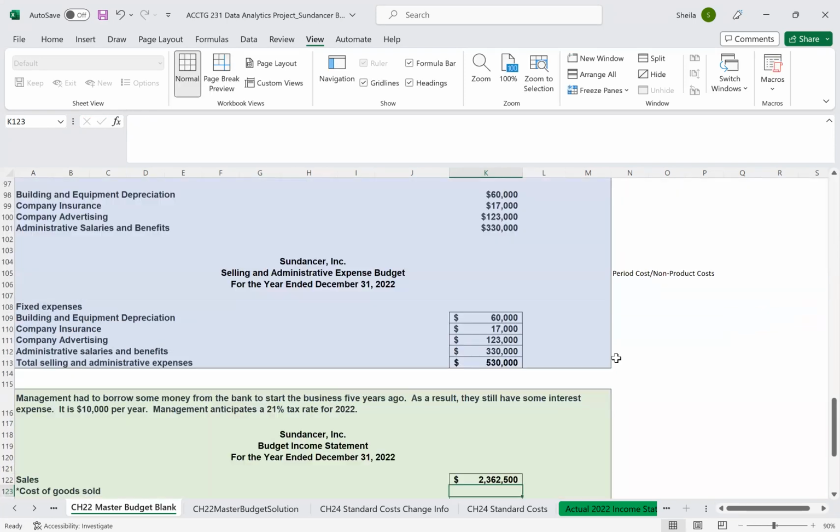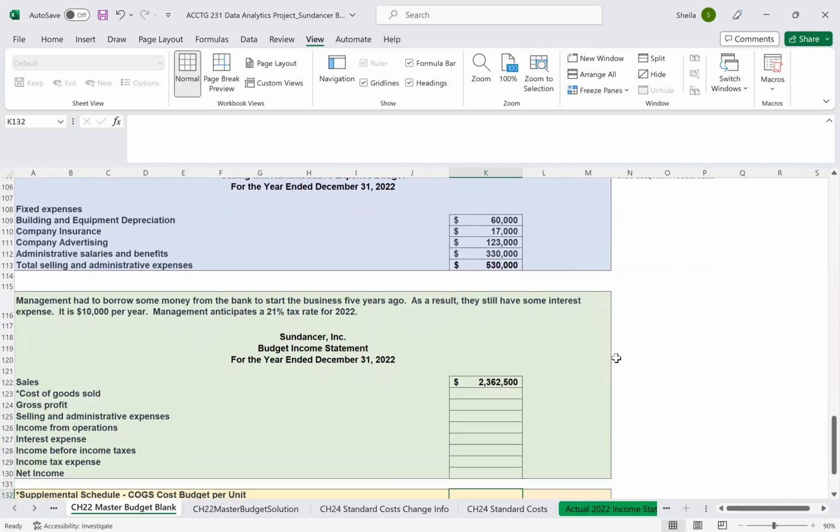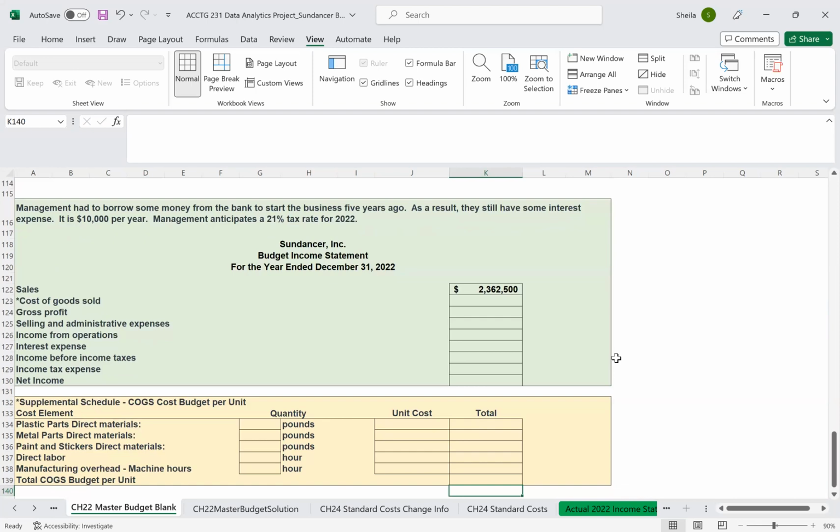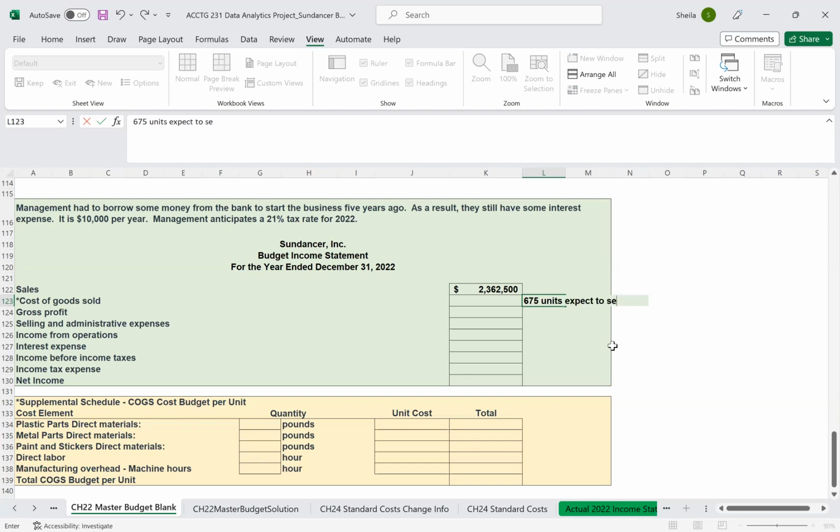So that's really important to keep in mind. So there's our sales. Now to calculate cost of goods sold, we've got a schedule down here that we need to use because we need a per unit or per boat number to be able to calculate cost of goods sold. Now, cost of goods sold is all of our product cost for the boats, okay? Now, keep in mind, we are using 675 units that we expect to sell, okay? This is not the 700. We only use the 700 for the production budget.